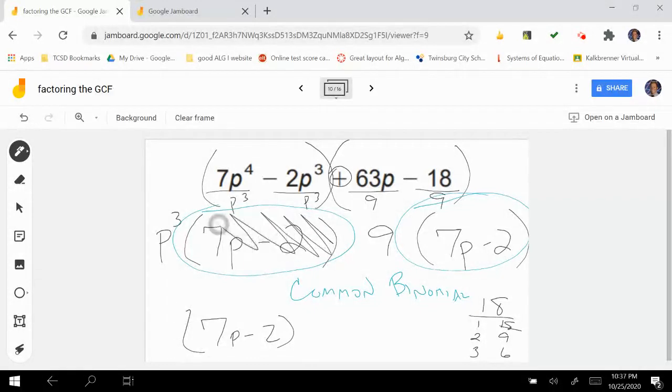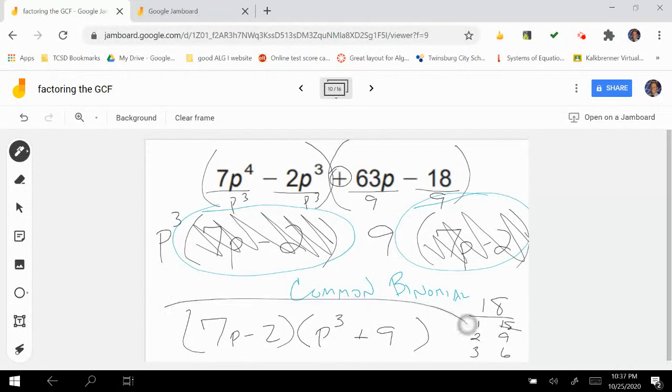If we scribble this out and scribble this out, what's left over? My favorite holiday is Thanksgiving leftovers. So what's left over goes in parentheses behind it. I get p to the third plus 9. And that is my answer. All right. Again, this is not easy, so we're going to have to show you one more of those.